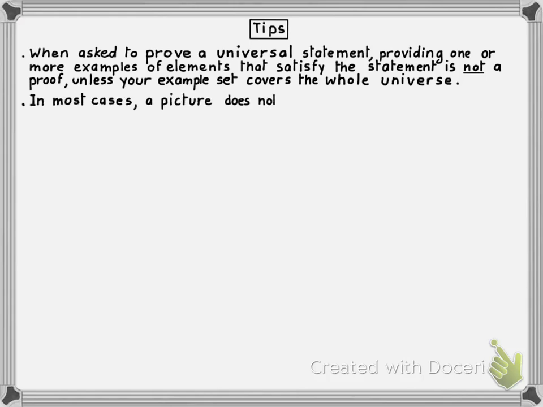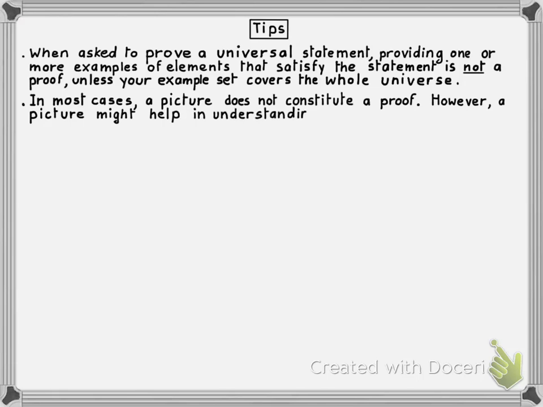My second tip has to do with drawing pictures. In most cases, a picture does not constitute a proof. So by drawing a picture, maybe you're helping yourself understand a proof that someone else wrote, or maybe that you're writing. But a picture by itself does not constitute a proof. And the reason for that is the way you draw the picture is very specific. And it's unlikely that the picture you drew covers all the possible cases that are covered by the theorem.